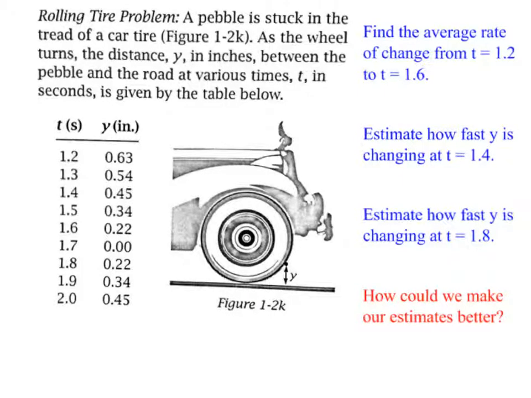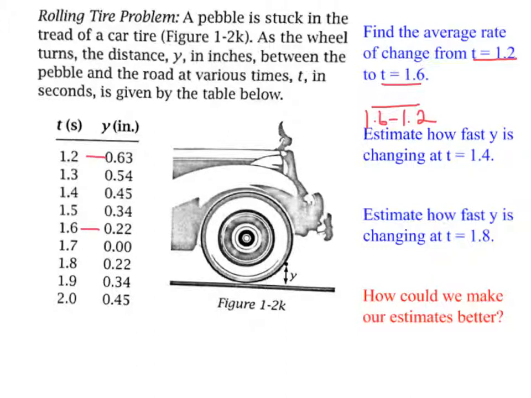Now in this next example, I'm not giving you a graph. Okay, and you can read here, a pebble is stuck in the tread of a car. As the wheel turns, the distance in inches between the pebble and the road at various times in seconds is given on the table below. And I say find the average rate of change. Well, average rate of change, remember, is just a slope. So it tells us time 1.2 and 1.6. So I know that's the x part of my estimate. So 1.2 and 1.6 are right there.